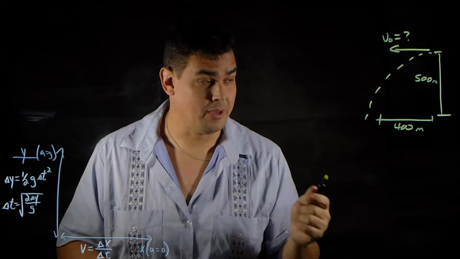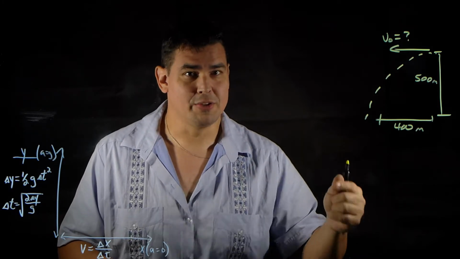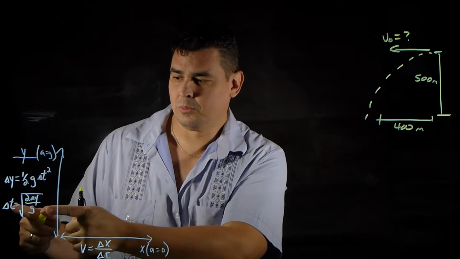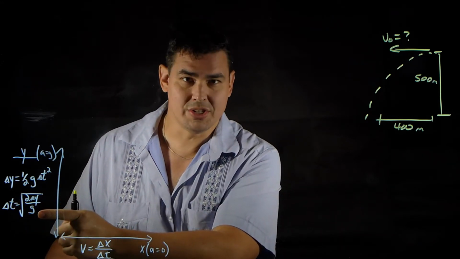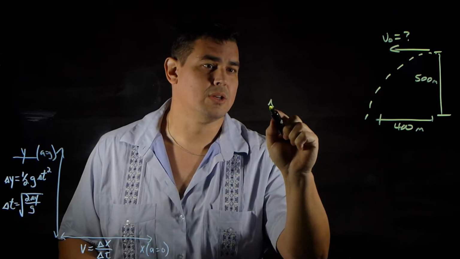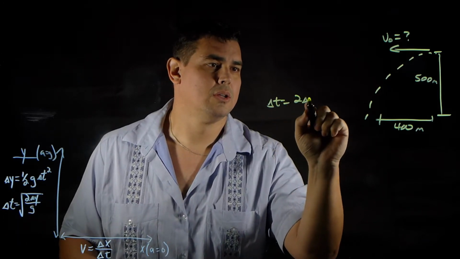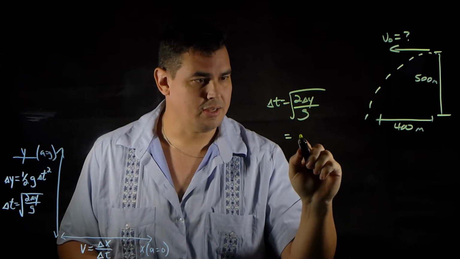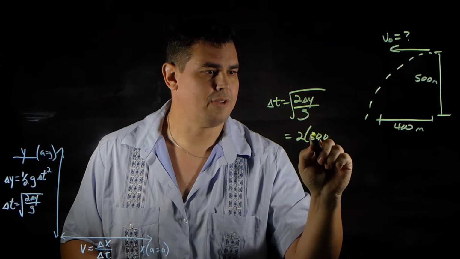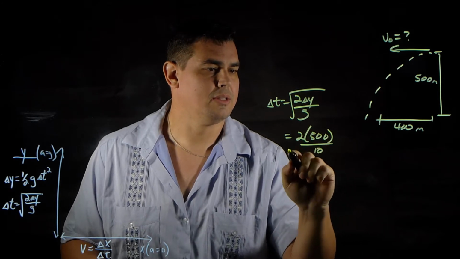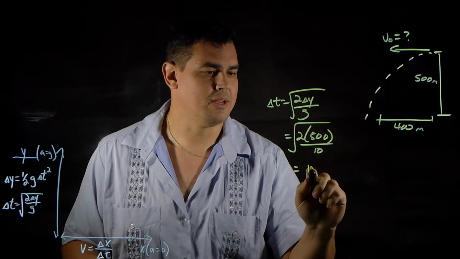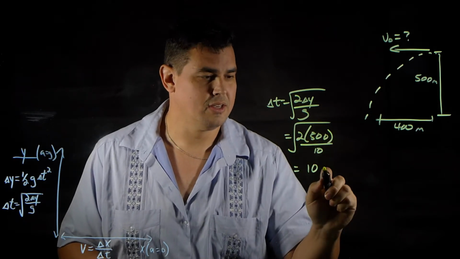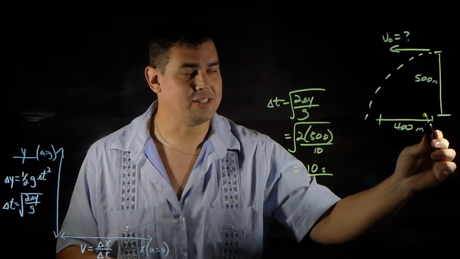Okay, so the first step, always, in projectile problems is find the time. We know the height, and we know g's a constant, so we can solve for the time. t equals the square root of 2 times the height over g, and that gives you the square root of 2 times 500 over 10, and that comes out to 10, because 2 times 500 is 1,000, divided by 10 is 100, square root of 100 is 10, so 10 seconds. That's how long it's going to take to hit the ground.